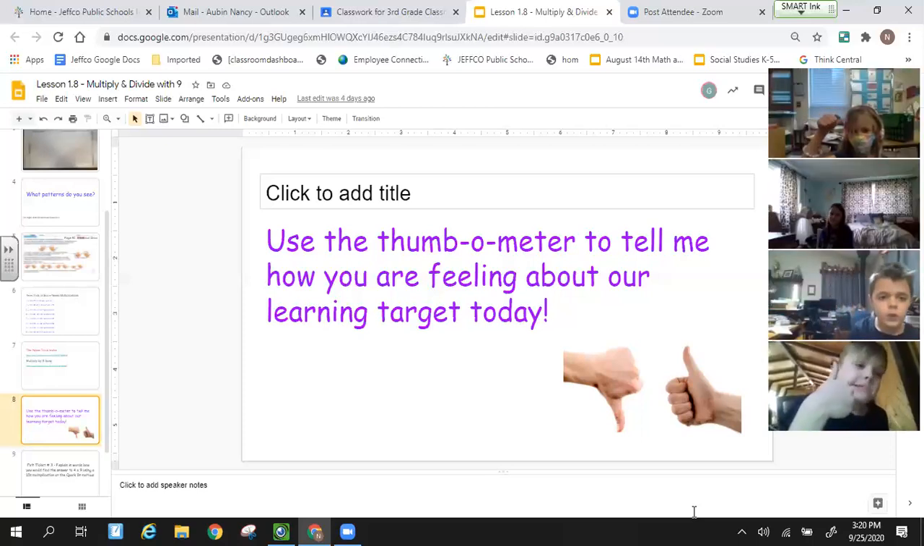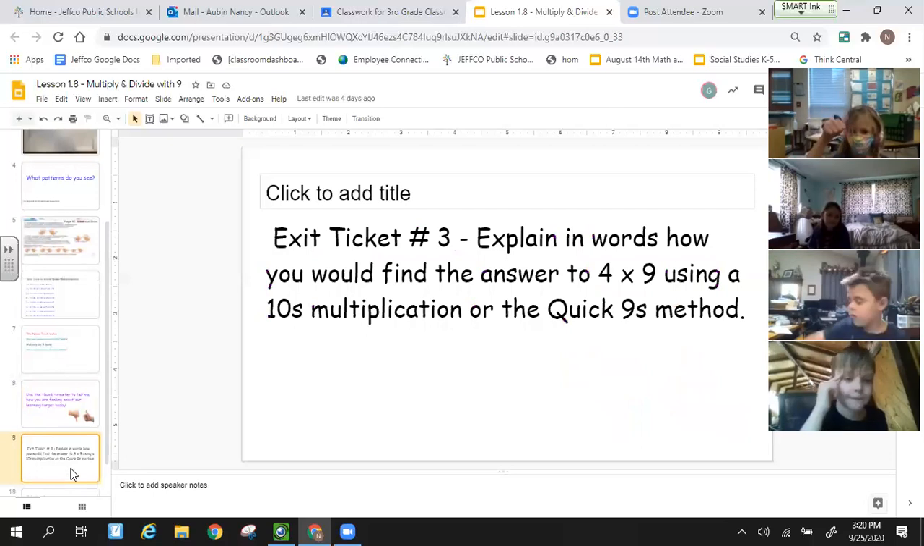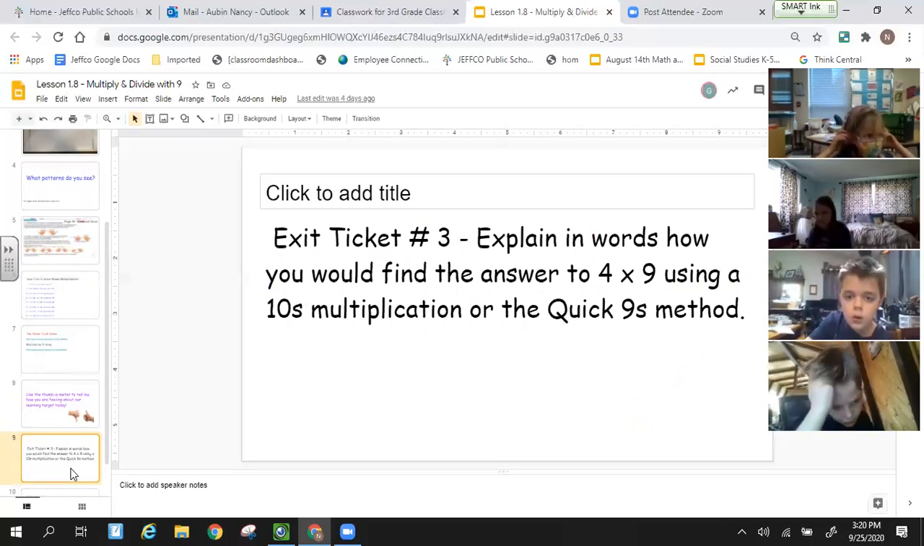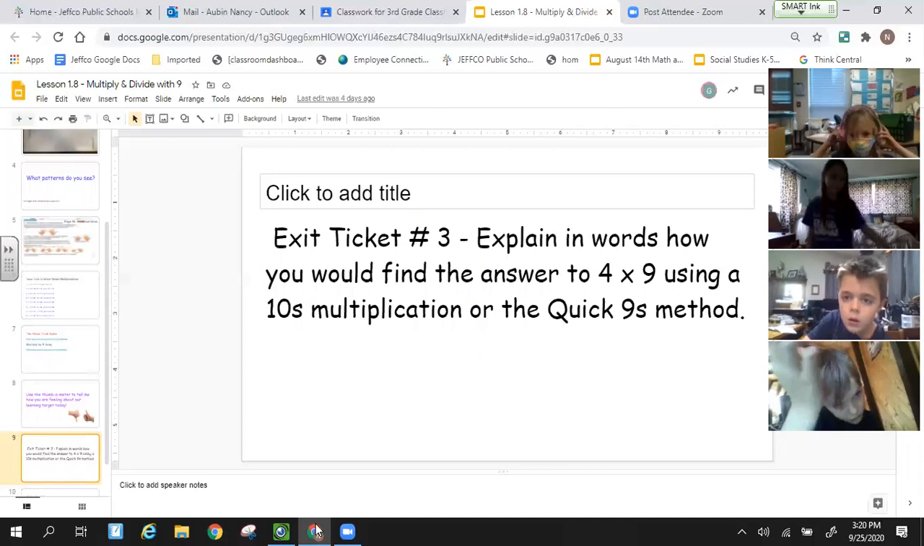Okay, guys, nice job today. There is an exit ticket. Explain in words how you would find the answer to 4 times 9 using a tens multiplication or the quick nines method. If you can do this today, that would be great. It's on your assignment. Otherwise, we'll be going over it on Monday, but it is a Google Doc. You just click on it and then it'll get turned in with the assignment.